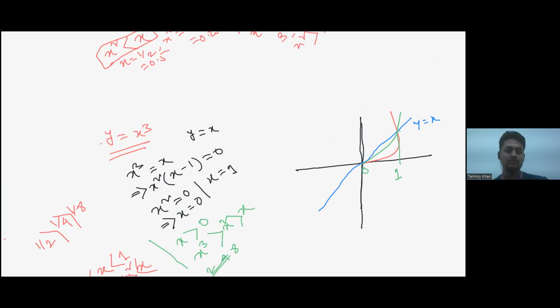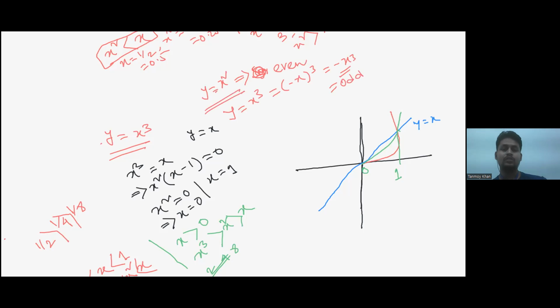Now take the analogy of symmetric and non-symmetric. Now y is equals x square, you know it is symmetric. Sorry, given function, and y is equals x cube, will not be symmetric, because minus x whole cube is equals minus x cube. So that means this is an odd function, right? So x square is an even function, and x cube is an odd function. Now x square even means it will be symmetric about the y-axis. It will be like this, right?